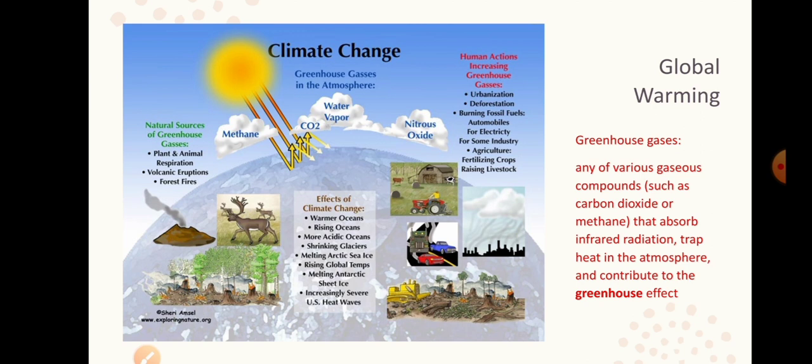Okay, we produce too many greenhouse gases. These are various gaseous compounds such as carbon dioxide and methane that absorb infrared radiation, trap the heat in our atmosphere, and contribute to the greenhouse effect. So we live in something like a greenhouse. Our atmosphere is becoming warmer and warmer because of what we produce. We are causing it to ourselves.